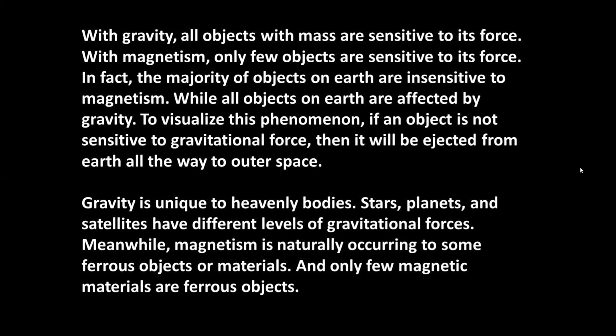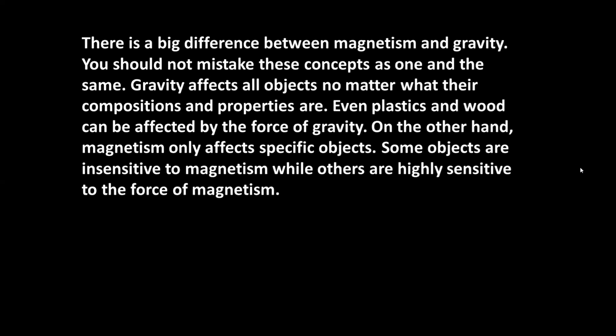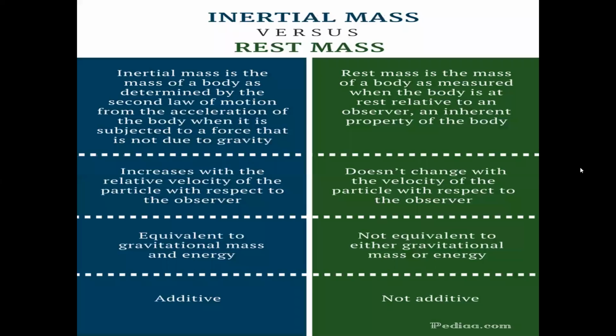Meanwhile, magnetism is naturally occurring to some ferrous objects or materials, and only few magnetic materials are ferrous objects. There is a big difference between magnetism and gravity. You should not make the mistake of taking these concepts as one and the same. Gravity affects all objects no matter what their composition and properties are. Even plastics and wood can be affected by the force of gravity. On the other hand, magnetism only affects specific objects. Some objects are insensitive to magnetism, while others are highly sensitive to the force of magnetism.